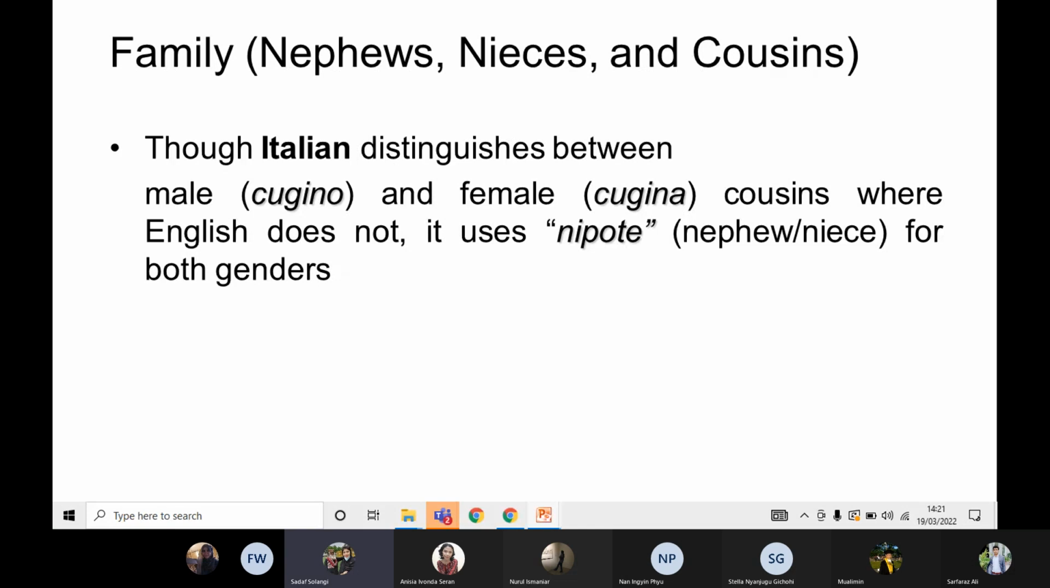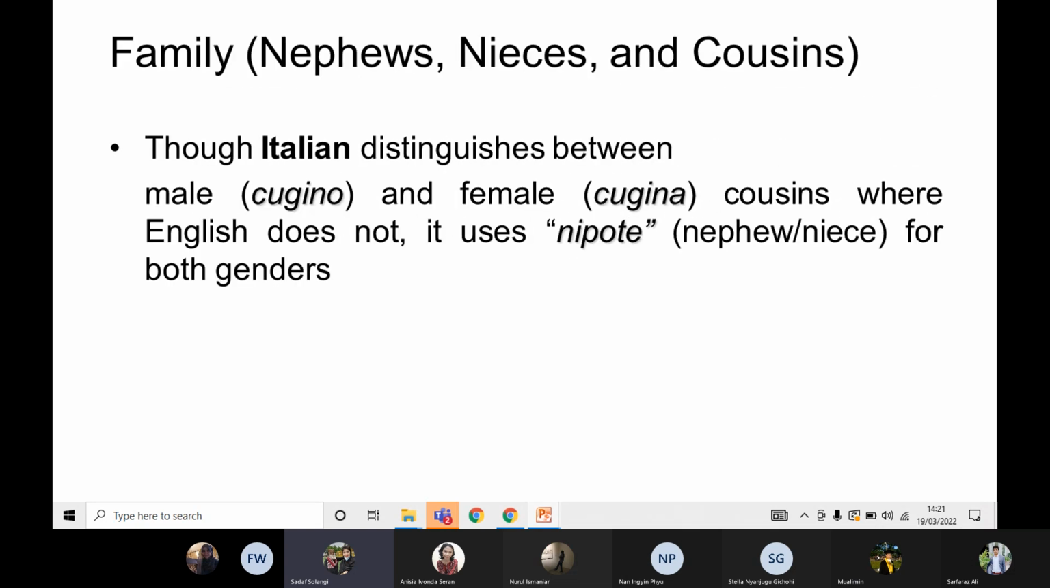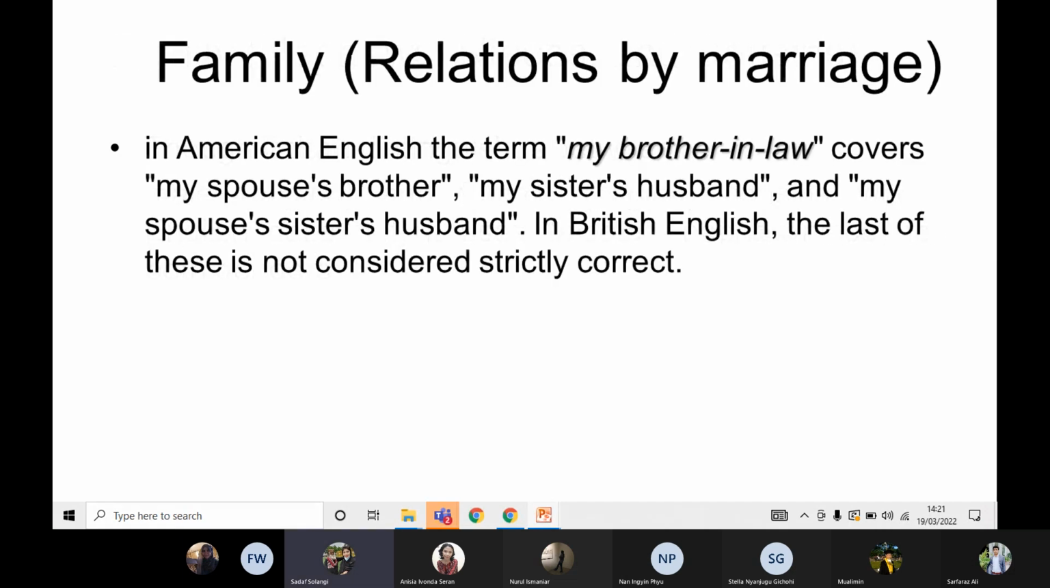Then, in the Italian language, we have the words cugino for male and cugina for female cousins, where English does not have such words. It uses nipoti for nephew and niece. Nipoti for both genders. Then come the relations by marriage.